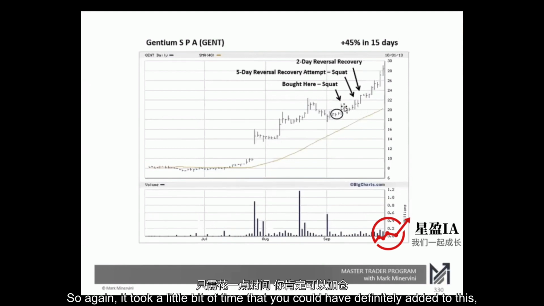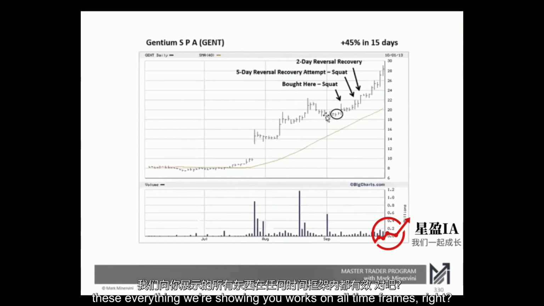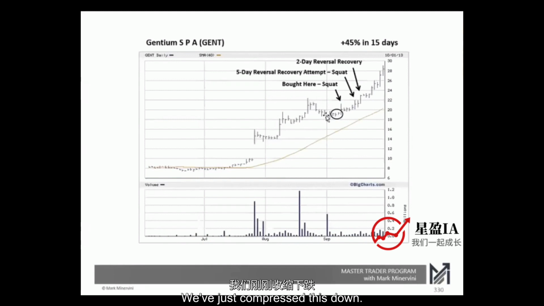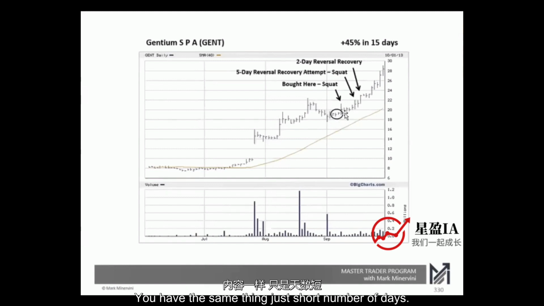You could have definitely added to this, because everything we're showing you works on all time frames. We've just compressed this down. We got a low cheat. Now we've got a cheat. And you could even call this a handle. Let's just say these were weekly bars. This would be perfect for having your low cheat, your cheat, and your handle. You have the same thing, just over a short number of days. So these are all buy points.